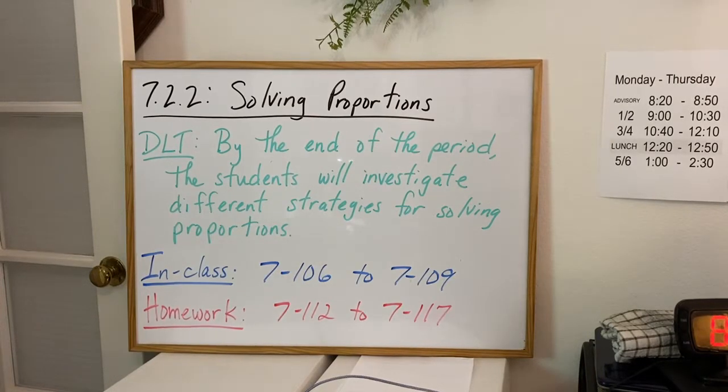Lesson 722, Solving Proportions, Daily Learning Target. By the end of the period, the students will investigate different strategies for solving proportions. The in class is 7-106 to 7-109. The homework is 7-112 to 7-117.